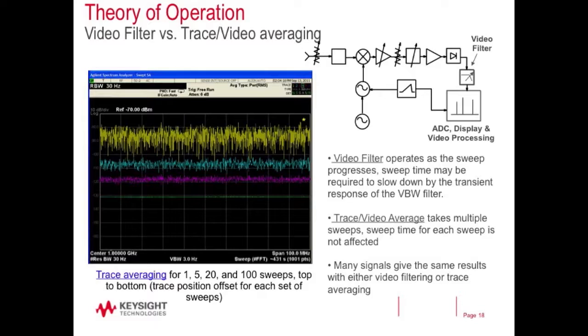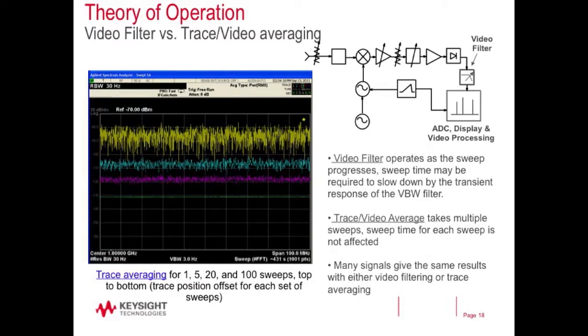One question we get is, when should I use trace averaging versus video filtering? The basic difference is the video filter operates in real time. As it's sweeping, it's operating right then and there. With trace averaging, you typically have to do multiple traces to see the averaging effect take place. So that may be something you want to do. Most of the time, you'll combine the two. It's not that big a deal, but that's the difference between the two.